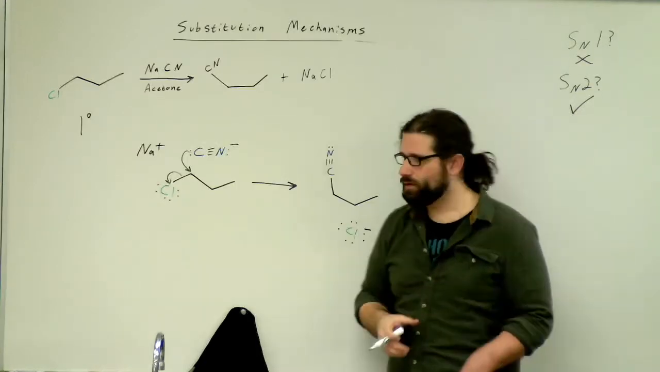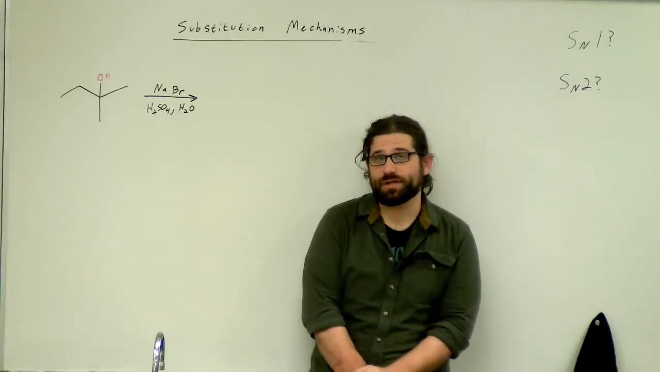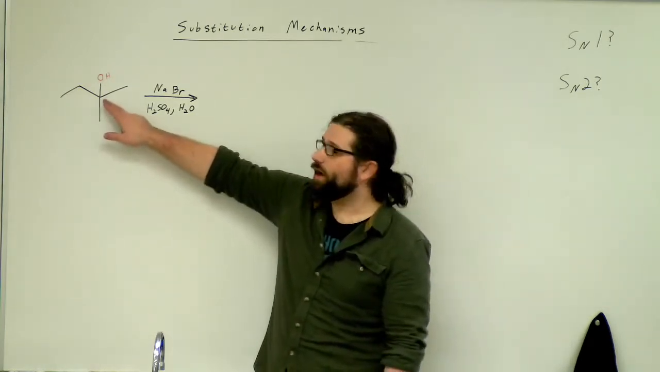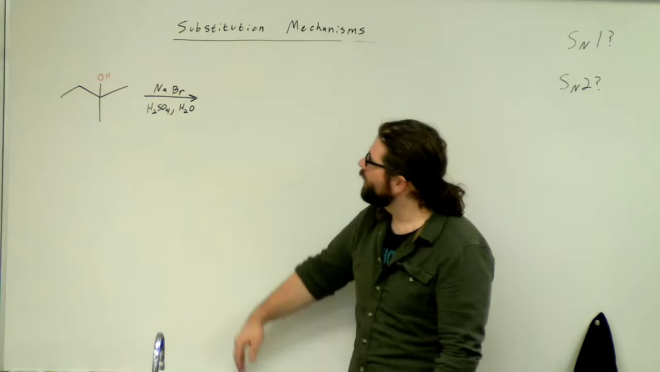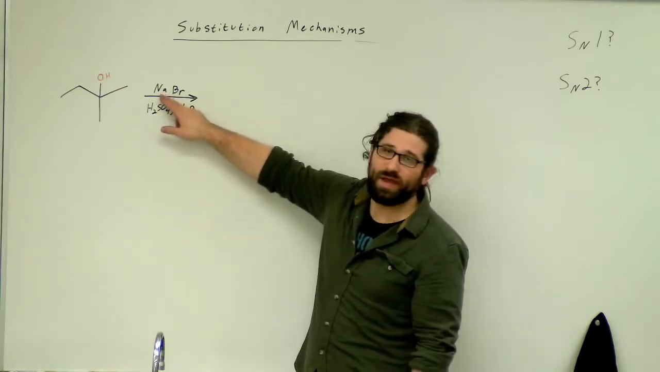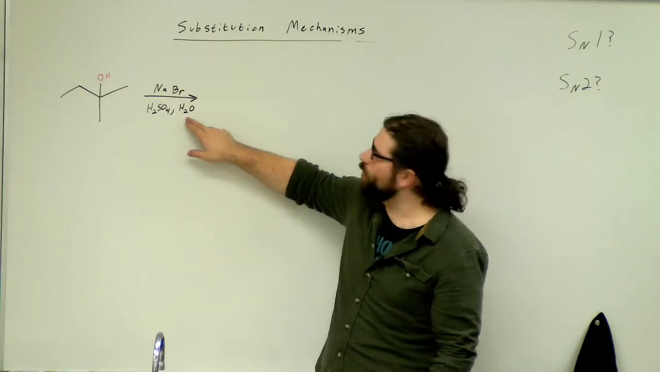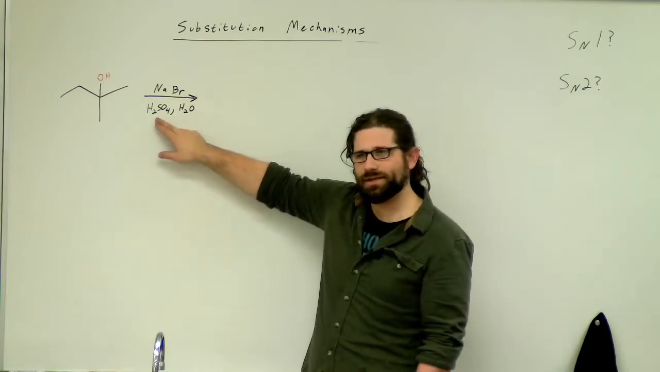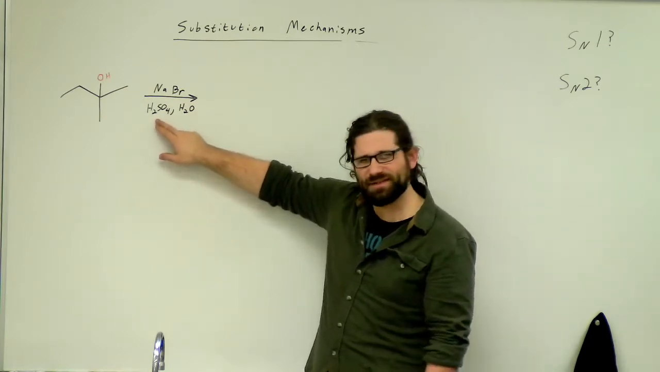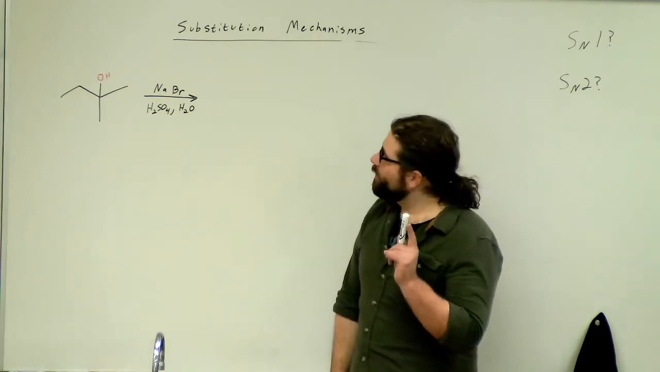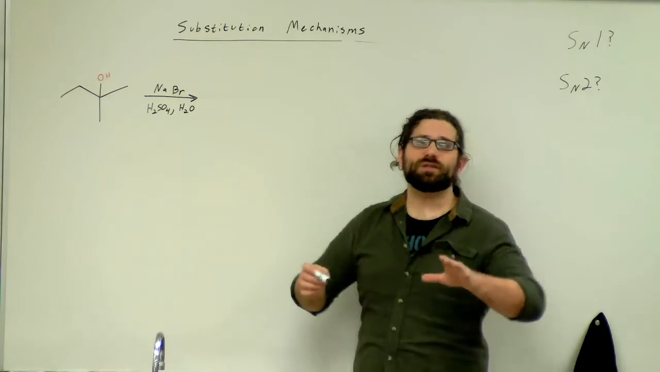There we go. So for the second reaction I'm looking at here, I have an alcohol on a tertiary substituted carbon, and it's being reacted with sodium bromide in a solution of H2O along with some sulfuric acid. Why is this sulfuric acid here? Is sulfuric acid a solvent? It is not. The acid is here to facilitate this reaction.